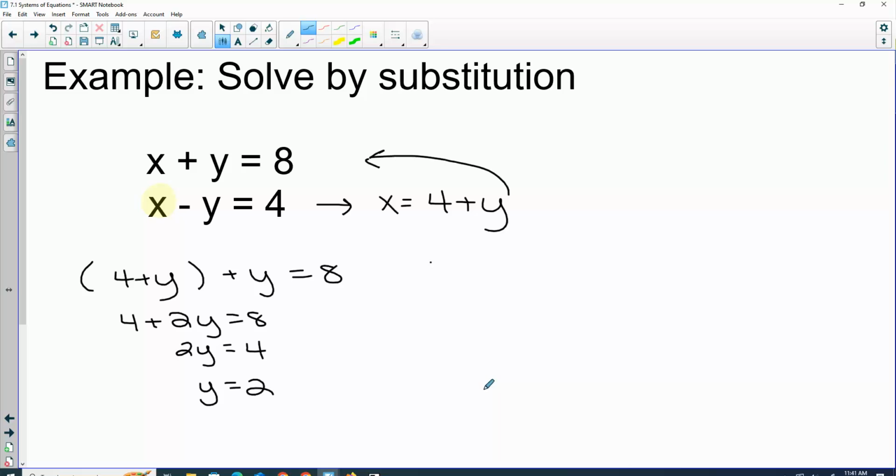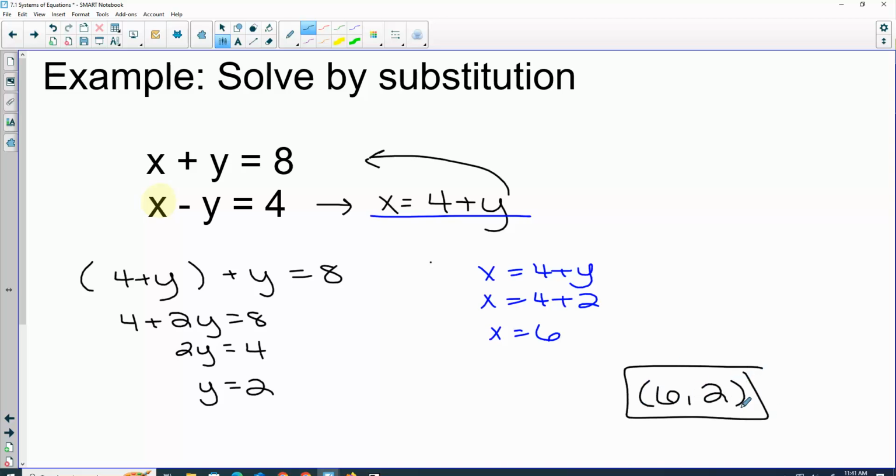All right, your answer is an ordered pair. So when I look at this, I have y, now we need x. So you can plug it back into either the original or just right here. We know x is 4 plus y. So if I put it in there, 4 plus 2 is 6. And answer, we write it as an ordered pair, x, y, so 6, comma 2. So if we had drawn a graph, that would be the point where they meet.